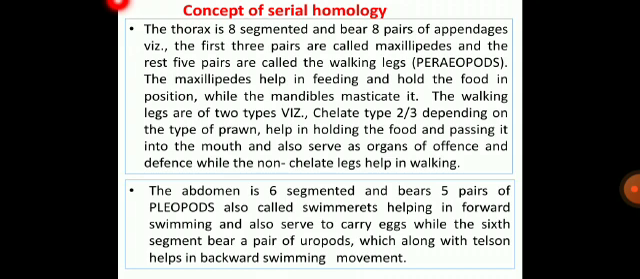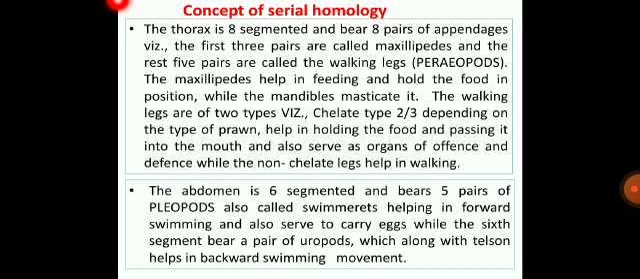Finally, the abdomen is 6 segmented and bears 5 pairs of pleopods, also called swimmerets, helping in forward swimming and also serve to carry eggs, while the 6th segment bears a pair of uropods. They are the appendages of the 6th segment called uropods, which along with telson, which is a conical structure, the last part of the body of the prawn, helps in backward swimming movement. Fine.